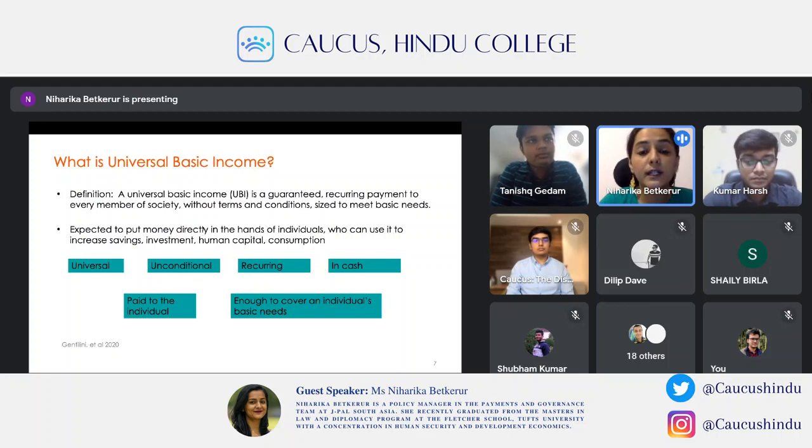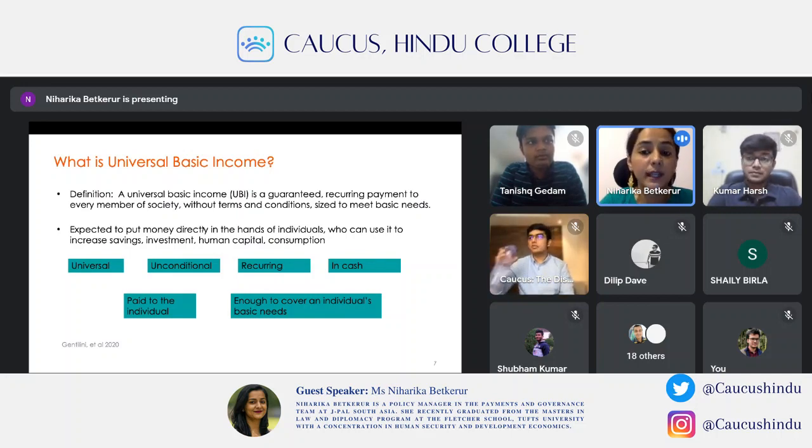It's also unconditional. You may know about conditional cash transfers and unconditional cash transfers, and a UBI is purely unconditional, which means that the recipient of a UBI can use that for any purpose that they wish to. It does not come with any conditions of behaving a certain way or having to do some work in order to receive this payment. It's also recurring, so usually it is on a monthly basis.